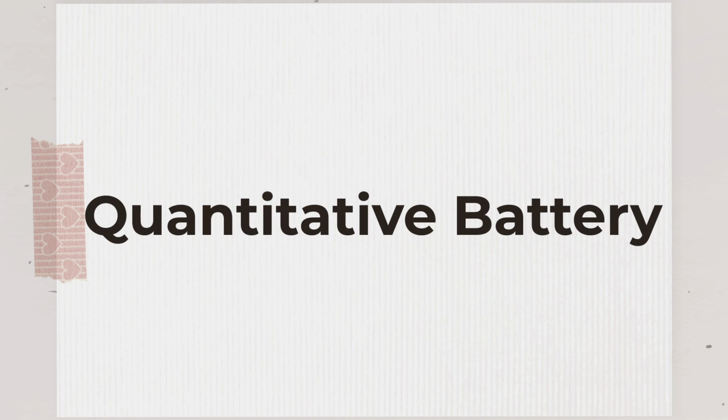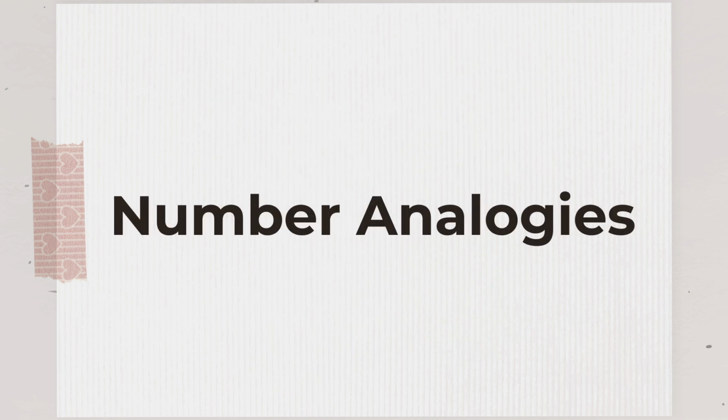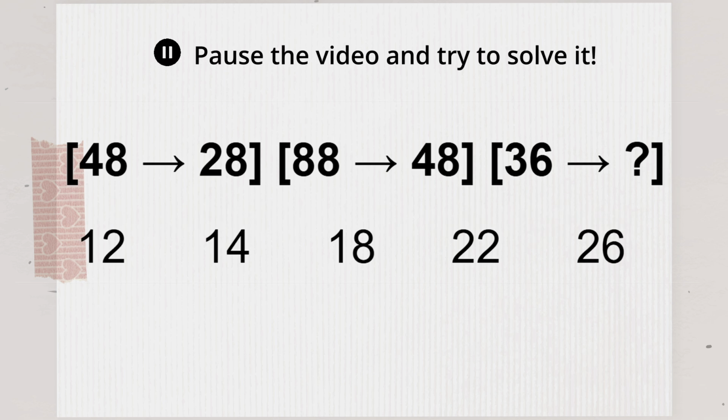All right, let's move on to the next battery of the test, the quantitative battery. The first subtest on this battery is number analogies. This question shows 2 pairs of numbers with a certain mathematical connection and another number that shares that connection with one of the answer choices.